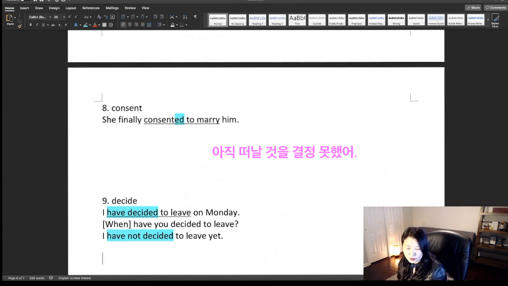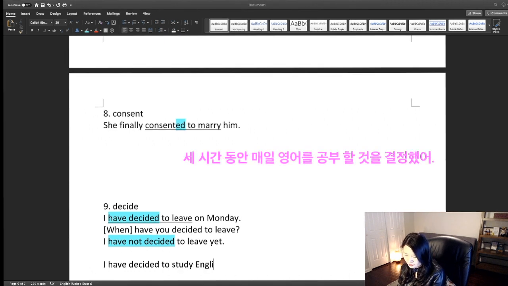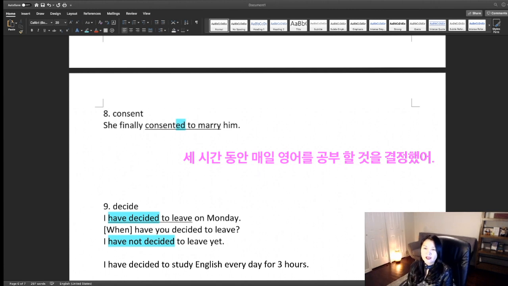So this is January 2nd, 2020. At the beginning of January, you said, oh yeah, this year I have decided to study English every day for 3 hours. Right? This is a very wonderful decision, right? I have decided to study English every day for 3 hours. Really? Good for you. I hope that this decision will continue until you are very confident in speaking or writing or listening to English, right?